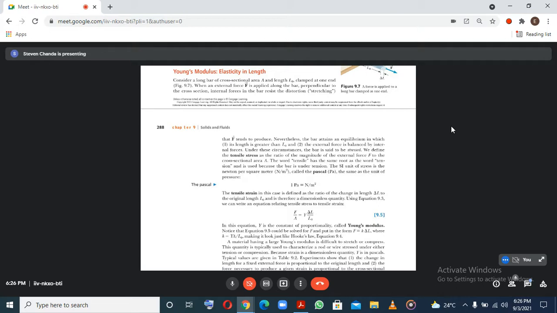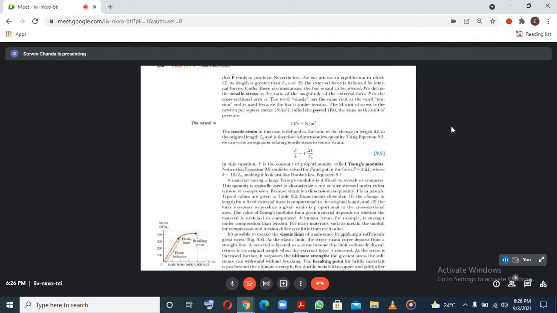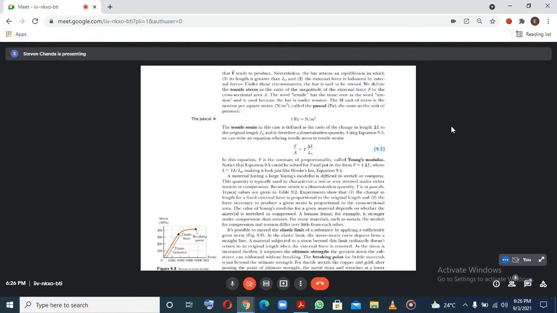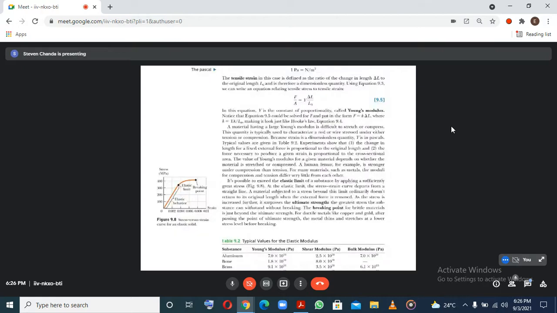So I want to reiterate: we define the tensile stress to be the ratio of the magnitude of the external force to the cross-sectional area. So you see, stress is a pressure, because remember, force over area is pressure, isn't it? So that's why the SI unit of stress is Newton per square meter, which is the Pascal, the same unit of pressure. Then strain, the tensile strain.